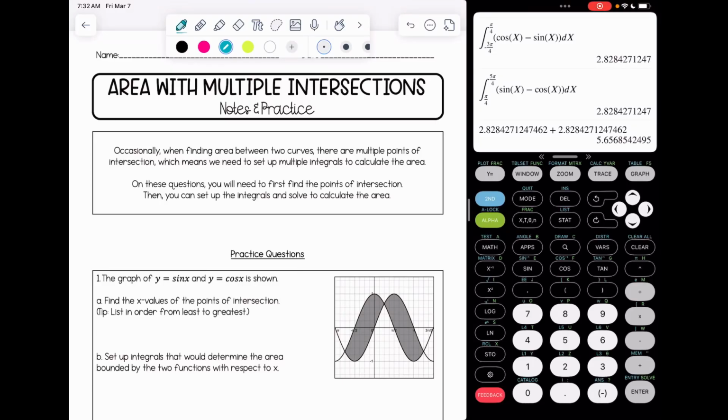In this video, we're going to be talking about how we find the area of a shaded region where there are multiple intersections. Occasionally when we're finding area between two curves, there are multiple points of intersection, and that really means that we need to set up multiple integrals in order to calculate the area. On these questions, the first thing we have to do is find the points of intersection. Then after that, we can set up the integrals and solve to calculate the area.